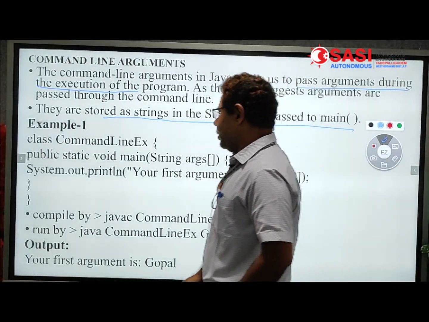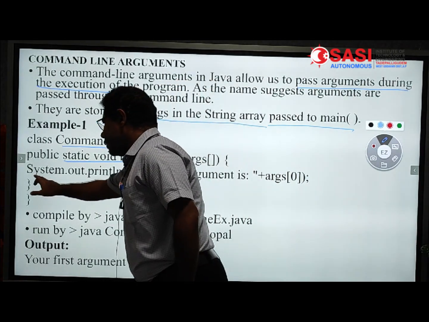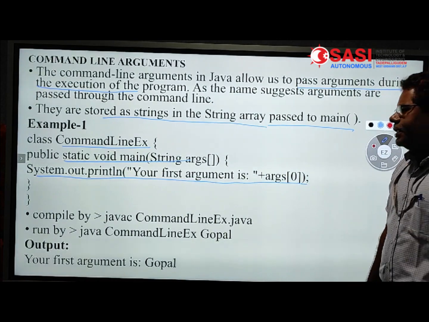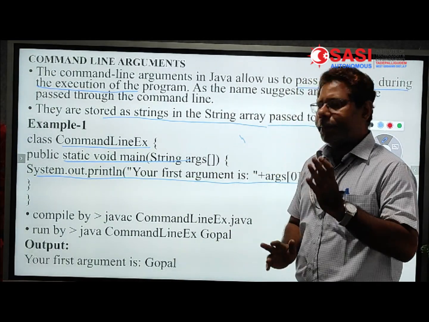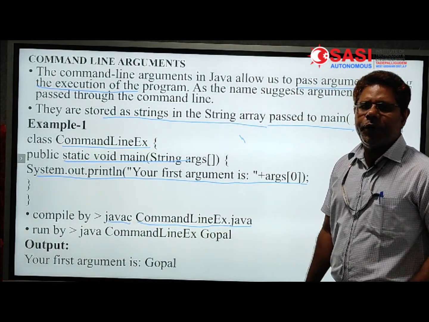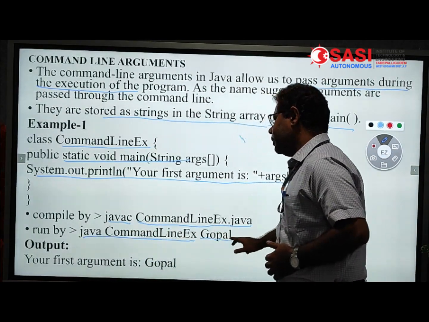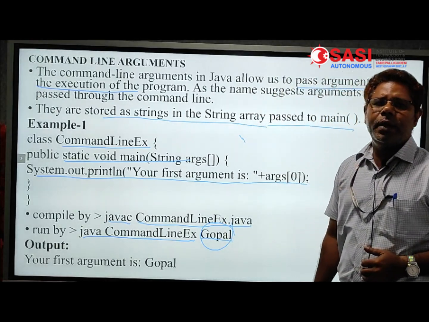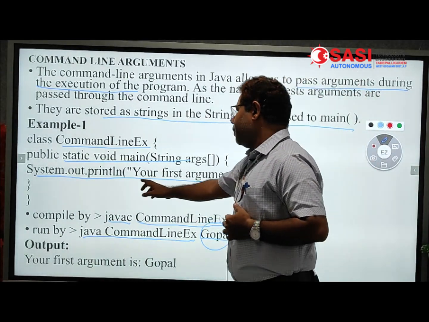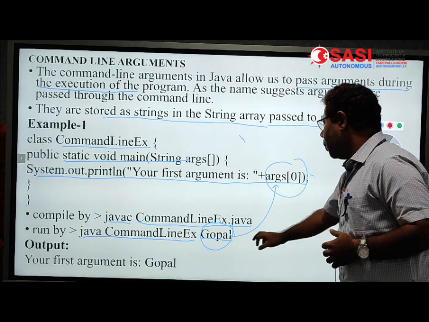So now we can see one example. Class CommandLineExample. We are writing the main method. Here System.out.println: your first argument is args[0]. See, now to run this program, first we need to compile. How do you compile? javac CommandLineEx.java. Now we need to pass the argument value. java CommandLineEx space Gopal. So now Gopal is the command line argument that is moved to args[0]. So whenever we print your first argument is args[0], it will print the Gopal value.